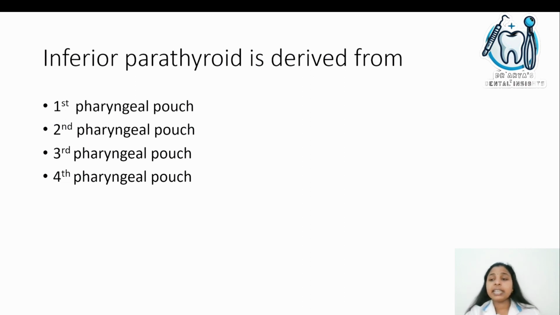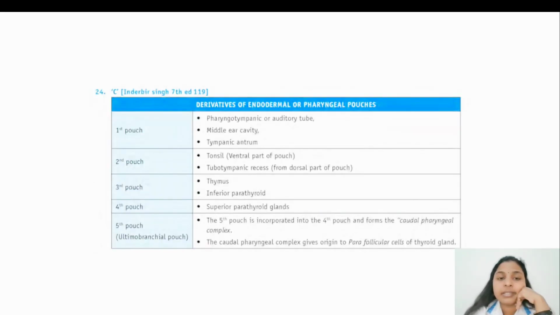Coming to the next question: the inferior parathyroid gland is derived from which pharyngeal pouch? There are pharyngeal pouches and also pharyngeal arches. Is it first, second, third, or fourth? Some derivatives of the endodermal pharyngeal pouches: the first pouch gives rise to the pharyngotympanic or auditory tube, the middle ear cavity, and the tympanic antrum.